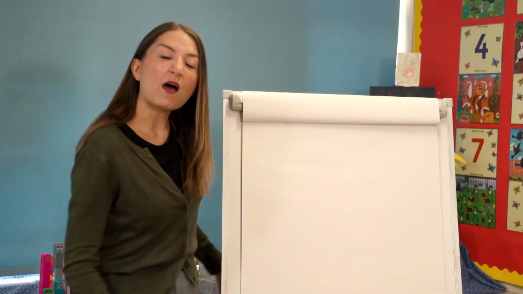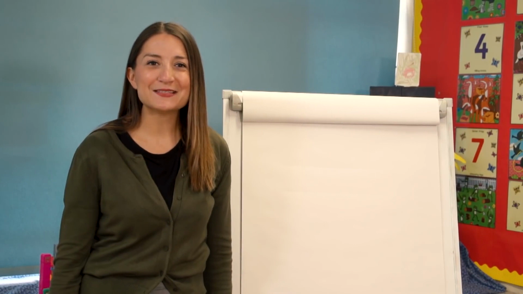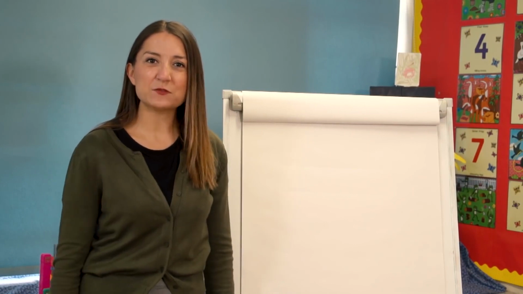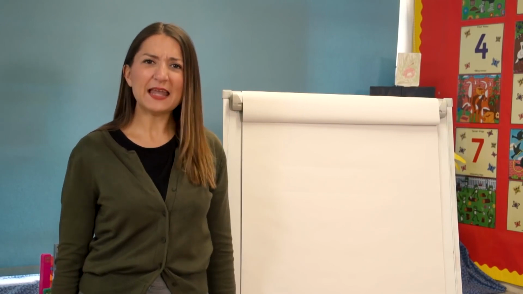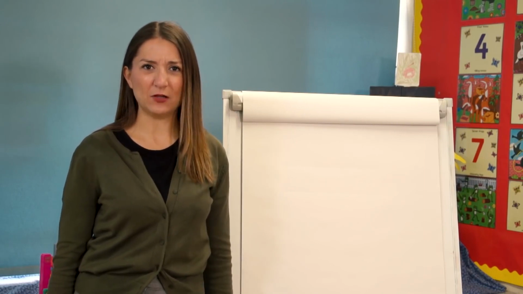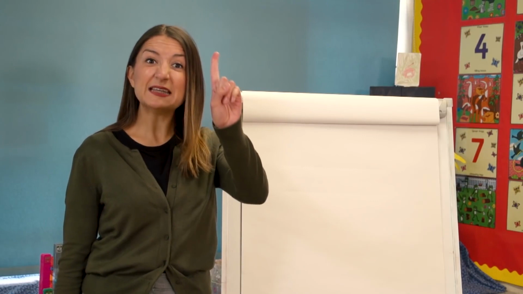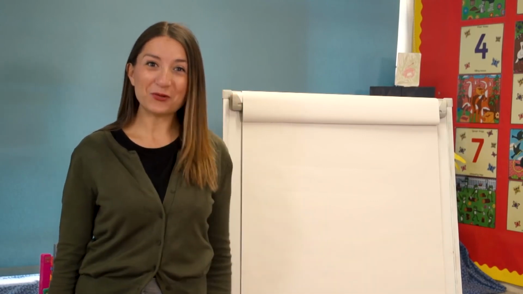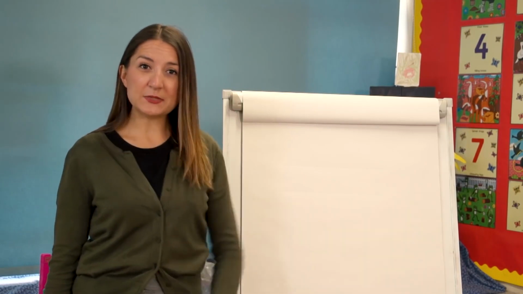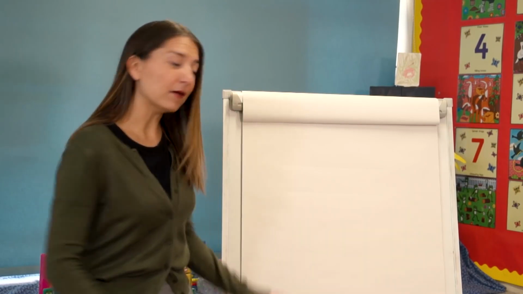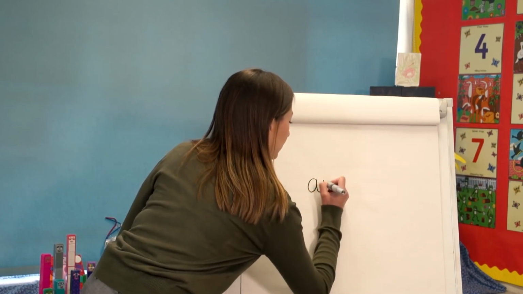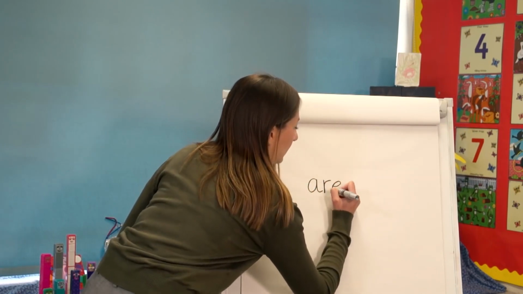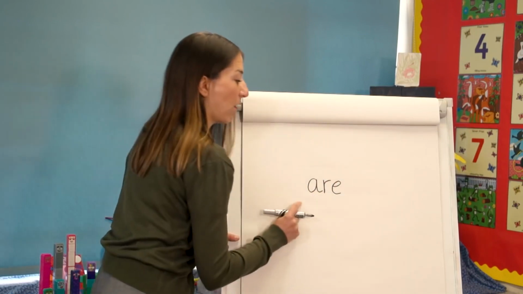We've spelled the word are before, so let's practice spelling it again. Segment the sounds with me. Are. Let's count how many sounds there are. Are. That's one sound. Watch me write are, and remember, just one sound. But it's tricky because three letters say ar.